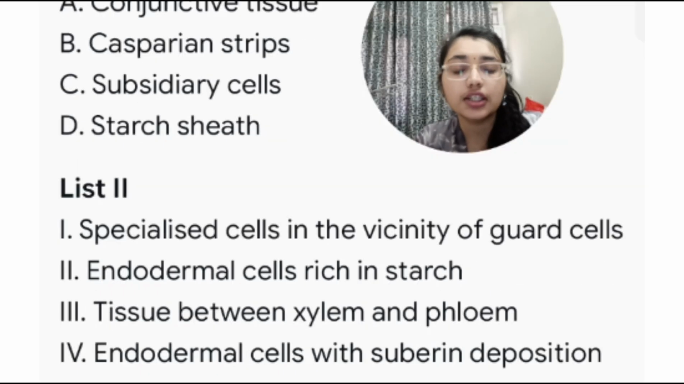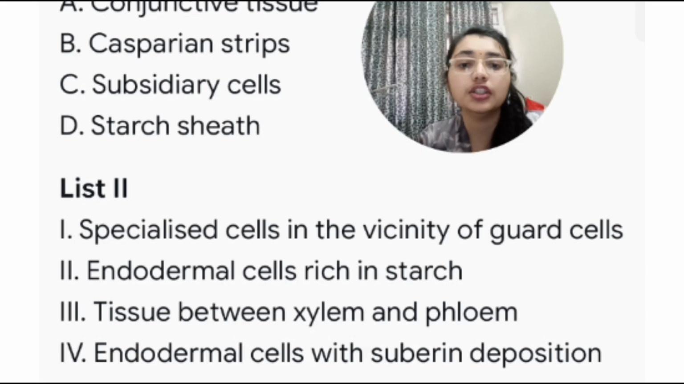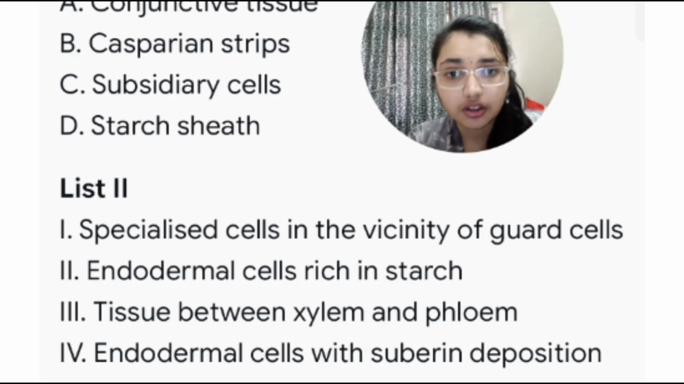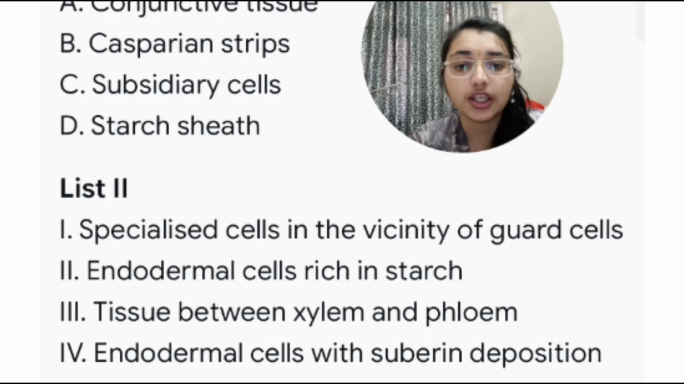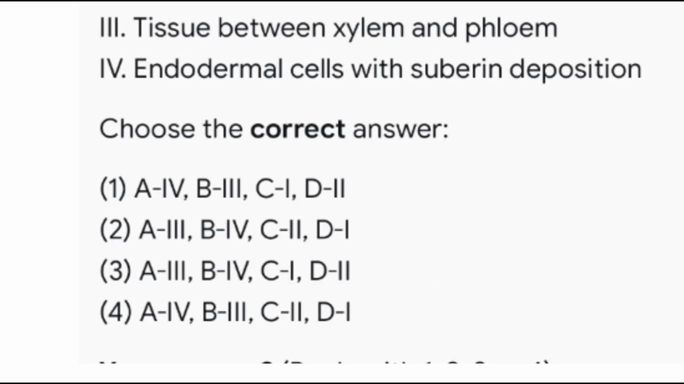So we all know that the conjunctive tissue pairs with the tissue between the xylem and phloem. So A is pairing with 3. We have to see which option shows A is 3. Here only two options show A is 3, that is 2 and 3, and we can eliminate 1 and 4. So here A is 3, B is 4, it is already given.